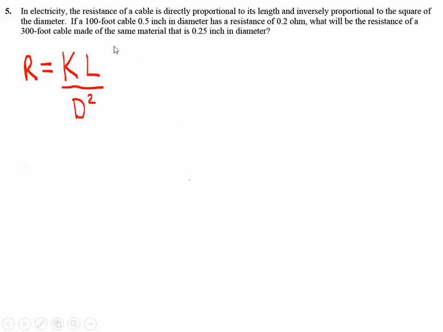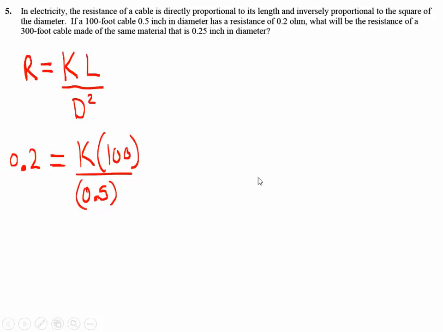So what do we got here? We got a resistance is proportional to the length divided by the square of the diameter. I have a 100-foot cable, 0.5-inch diameter, and has a resistance of 0.2 ohms. That's kind of cool. So 0.2 ohms, put a 0 in front if you like. Put in whatever you need here. This is 100 feet over here, and it's 0.5, but we're going to square that.